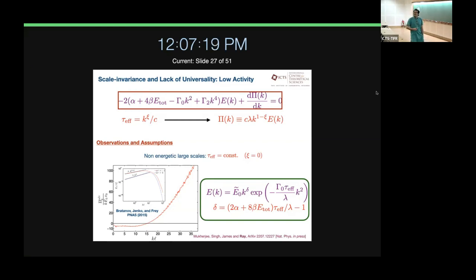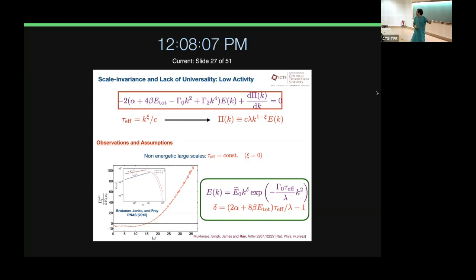So where does this lack of universality come in this story? The observation and assumptions, and this is from a whole bunch of data that people looked at, and this paper is a wonderful repository for that. What they found was that when you have small or low activity, the large scales are non-energetic. Essentially, you're pumping in energy at large wave numbers. The lower wave numbers are not excited, so all the energy is concentrated at these large wave numbers. As a result, to cut a long story short, when you actually measure this effective time constant in this problem, you basically get no scale dependence in the range where you're looking for scale invariance.